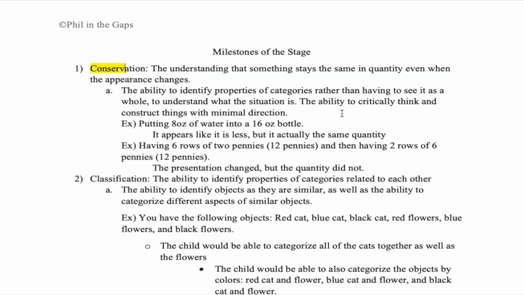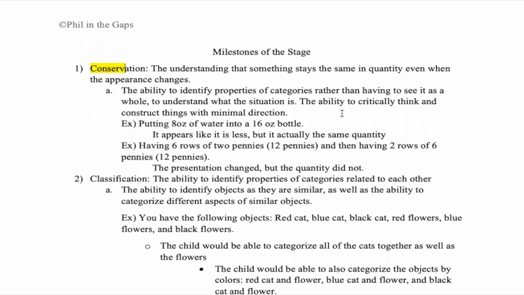Another example, let's say we have 6 rows of 2 pennies, so we have 12 pennies, and then we have 2 rows of 6 pennies. So therefore, it looks like one is more if it is vertical than if it is horizontal. So the presentation changed, but the quantity didn't. Prior to conservation, they would go with whatever presentation looks like there is more in front of them.